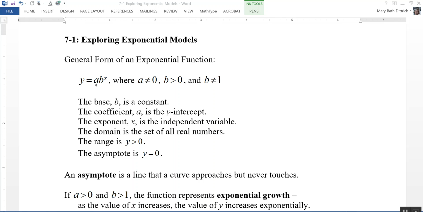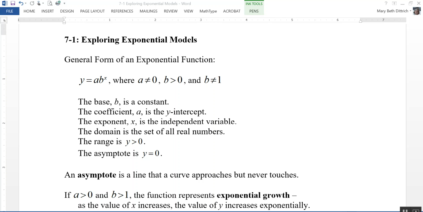Notice in this equation that only the base b is being raised to the power of x. So if you're evaluating this, you're going to do b raised to the power of x and then multiply it by a. The base b is a constant. The coefficient a is the y-intercept. The exponent x, that's your independent variable.